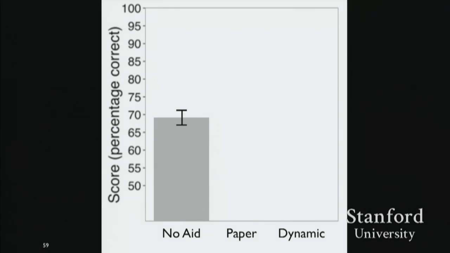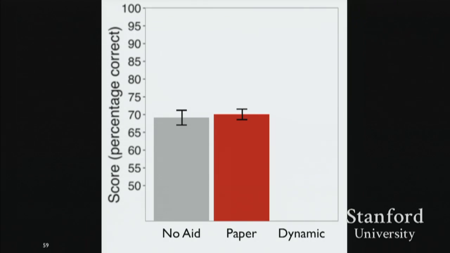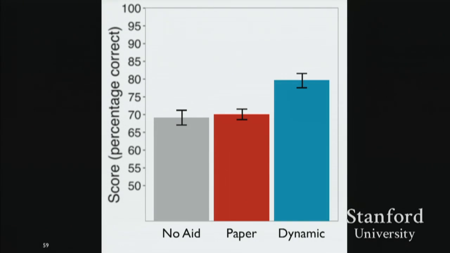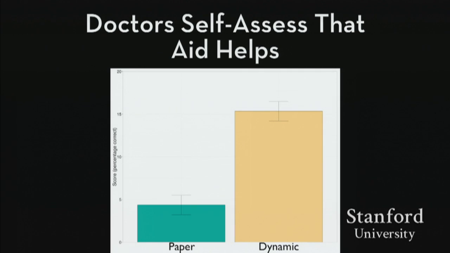So here's our baseline. This is performance with no aid. With paper aids, we saw a small difference, but it wasn't statistically significant. However, with dynamic aids, we saw a large improvement. In addition, doctors actually self-assessed about the same scale as the real results showed.